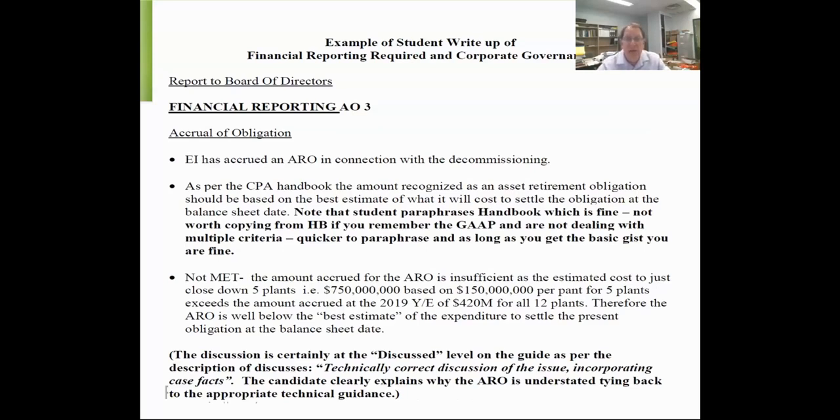Okay, this is written by a student. It's pretty good. Again, that's not the perfect answer. Okay, notice the titles. Everything is good here. Lots of titles. Beautiful. ARO is accrued. EI has accrued an ARO in connection with the decommissioning. Okay, fine. As per the CA Handbook, the amount recognized will be based on the best estimate it will cost to settle the obligation at the balance sheet date. Perfectly fine. This is just paraphrased from the handbook. You want to copy and paste, no problem. But the key is you're supposed to set up the ARO at the best estimate.